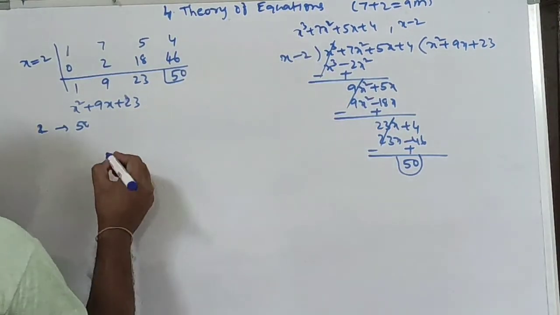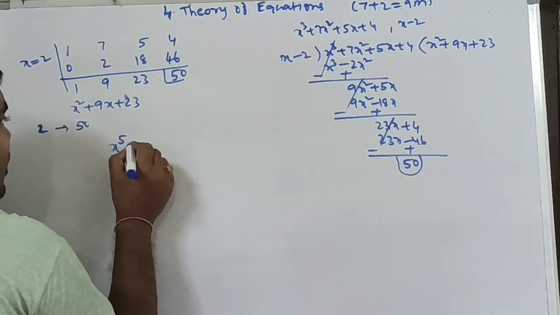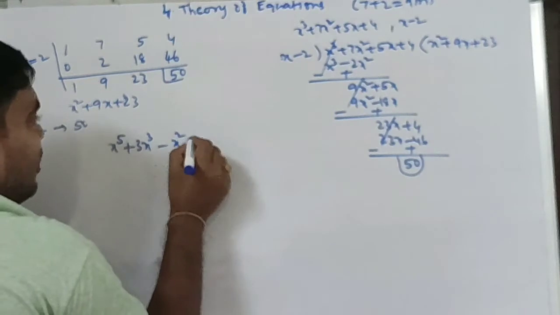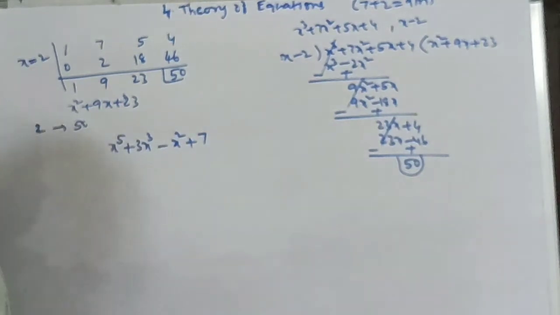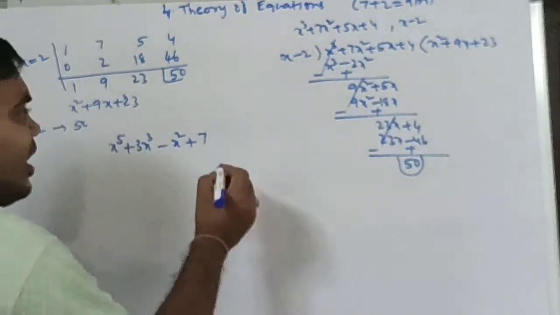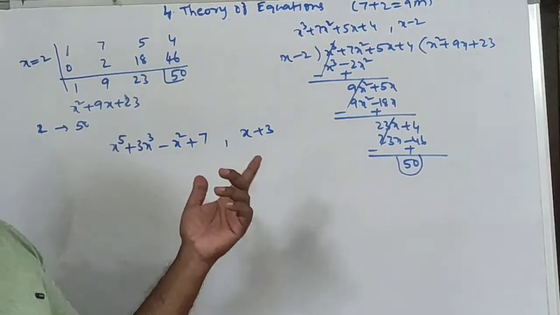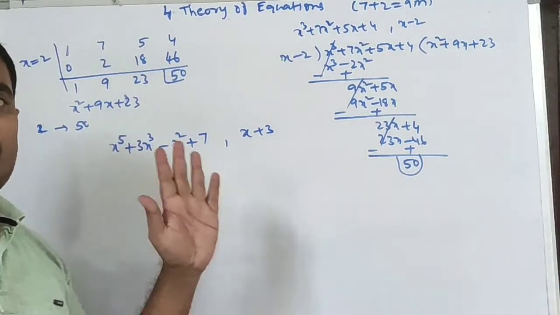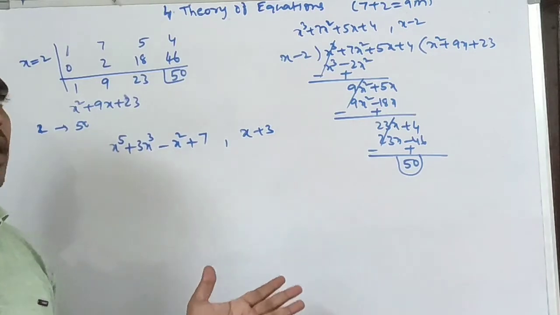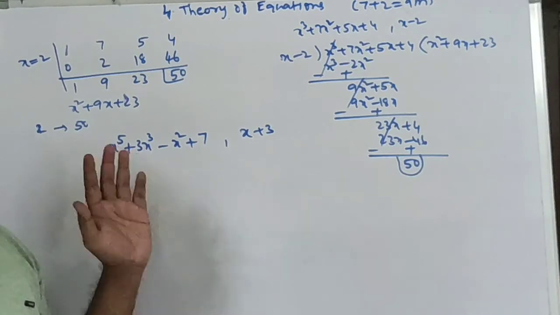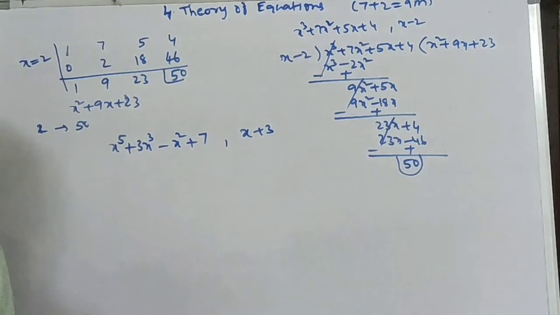I want to take x power 5 plus 3x cube minus x square plus 7. We are dividing with x plus 3. So what is the quotient? What will be the remainder? In which method? Synthetic division or Horner's method. So I want to write the coefficients.